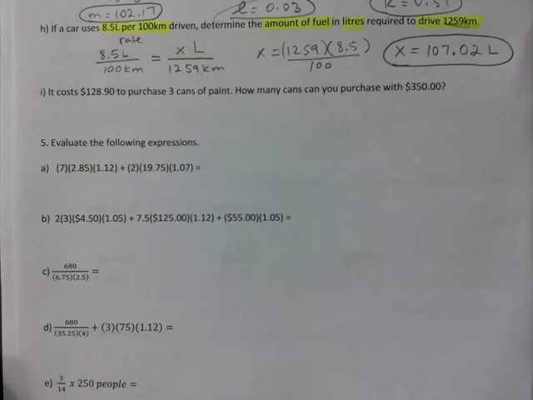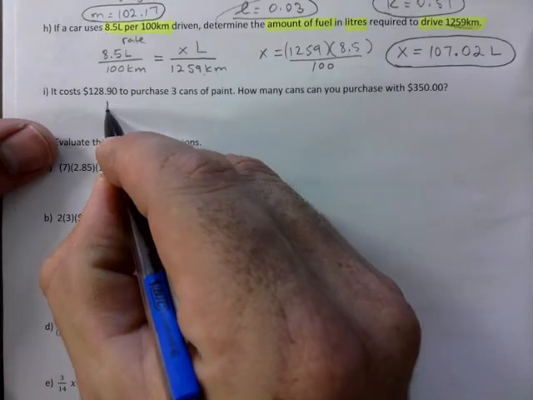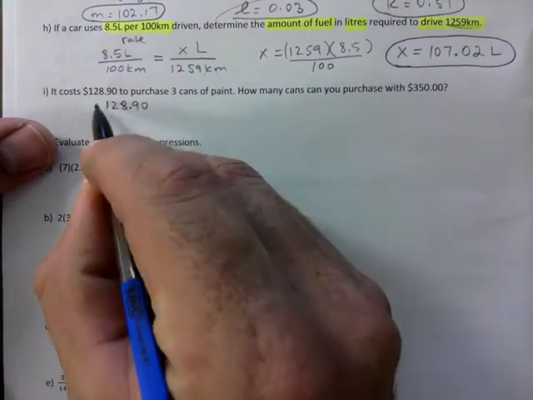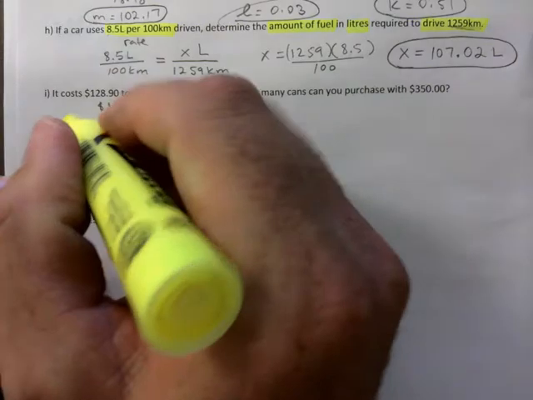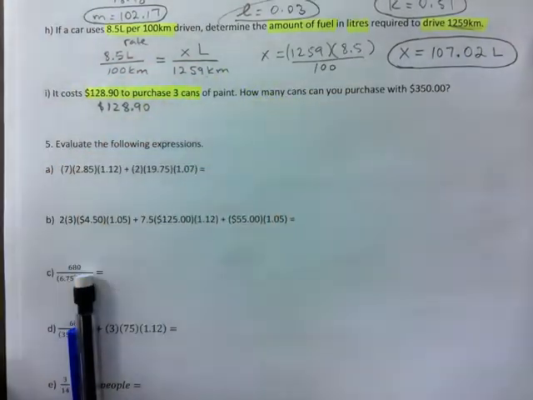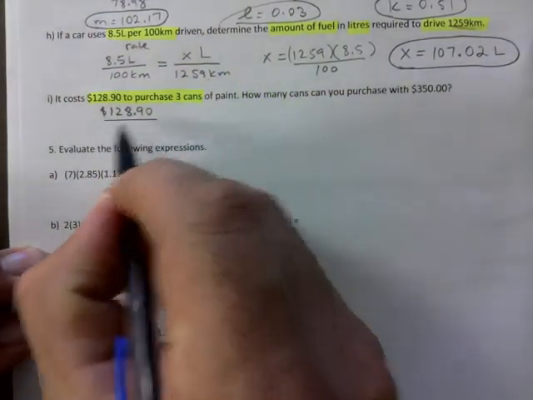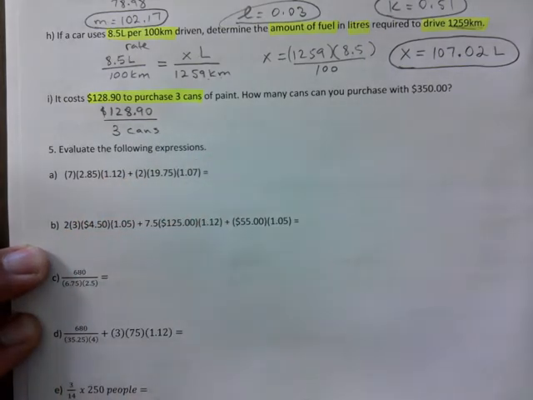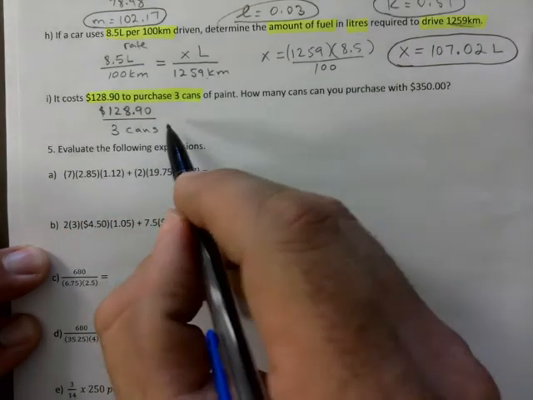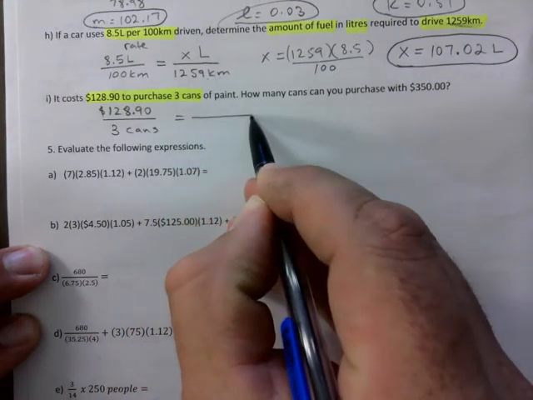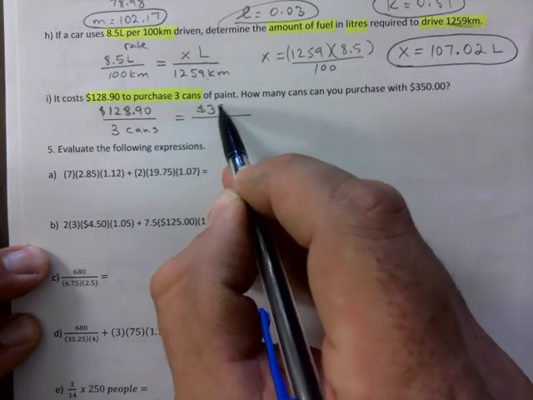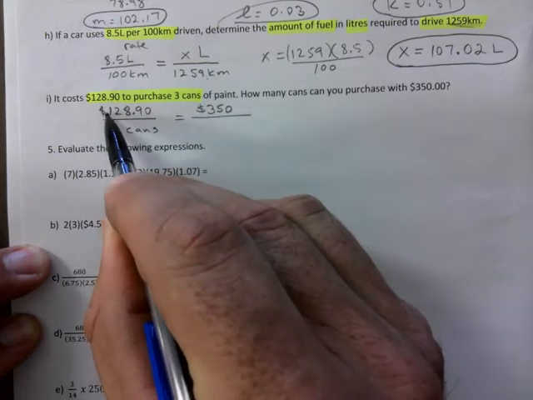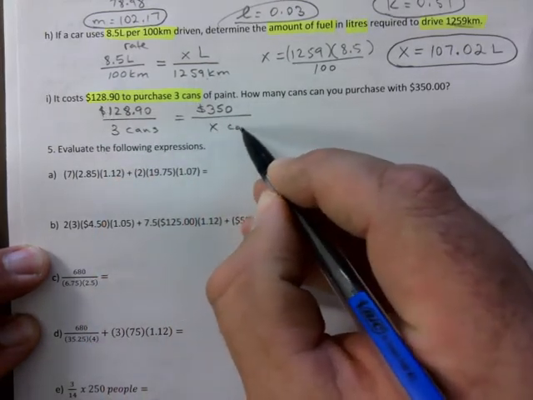Watch next. It costs $128.90 to purchase 3 cans of paint. How many cans can you purchase with 350 bucks? It's a little bit different, but the first thought is the same. This is a fact, so you start with that: that many dollars for that many cans. So you say, I have 350 bucks. I match dollars with dollars, and I ask, how many cans can I buy?